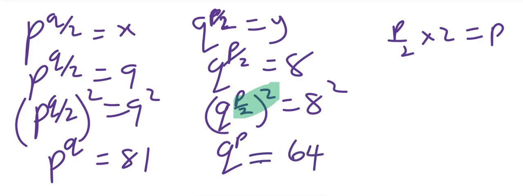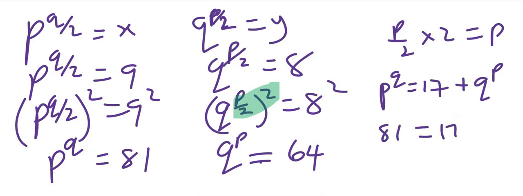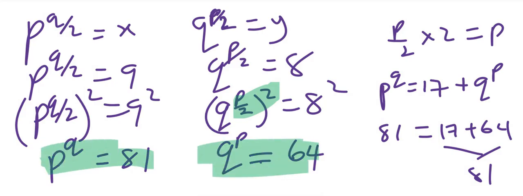So I've got p to the power of q and q to the power of p. You can confirm this and see, because if you go back to the question, I wrote p to the power of q equals 17 plus q to the power of p. Let's confirm this. So p to the power of q, which is 81. Let's see if it's the same thing as 17 plus 64. Yes, it's the same thing. It's 81. So therefore, these two exponents that we've gotten are both correct.